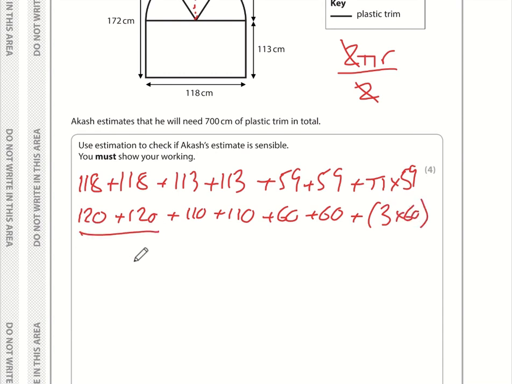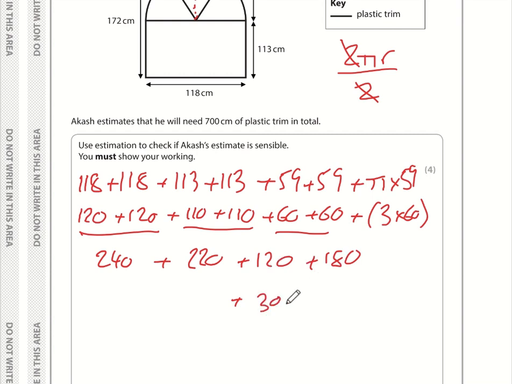Let's tidy this up. 120 plus 120 is 240, plus 110 plus 110 is 220, 60 plus 60 is 120, 3 60s are 180. 120 plus 180 is 300. So we've got 240 plus 220 plus 300. 240 plus 220 is 460, 460 plus 300 is 760. So that is my estimation.